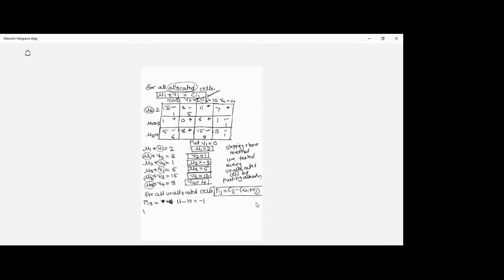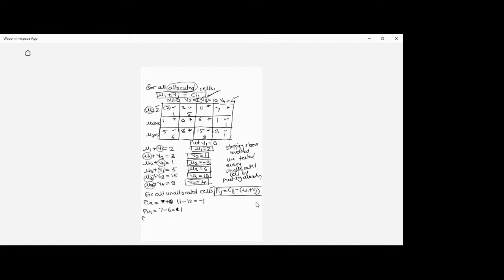Similarly, we are going to find out P14. P14 is 7 minus (2 plus 4), right? So 4 plus 2 is 6, and 7 minus 6 is 1, sorry, right?